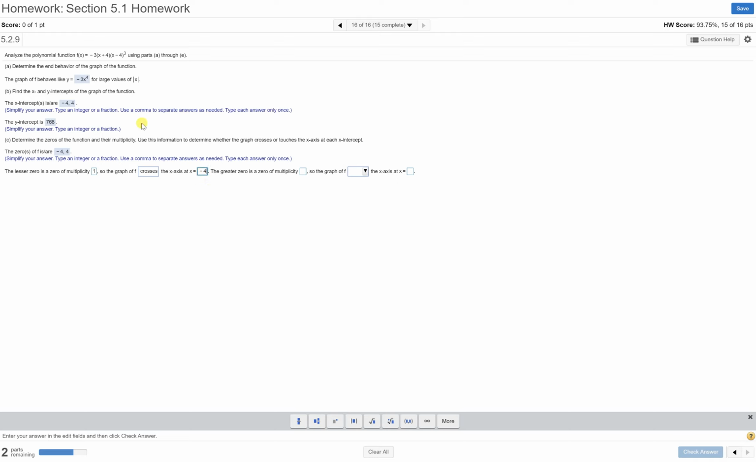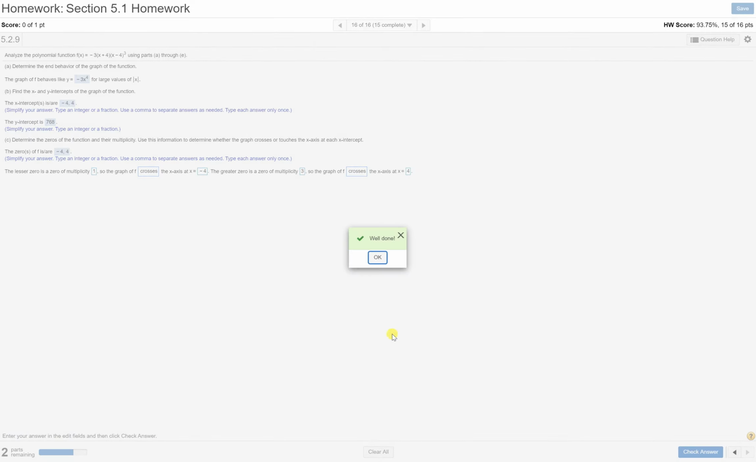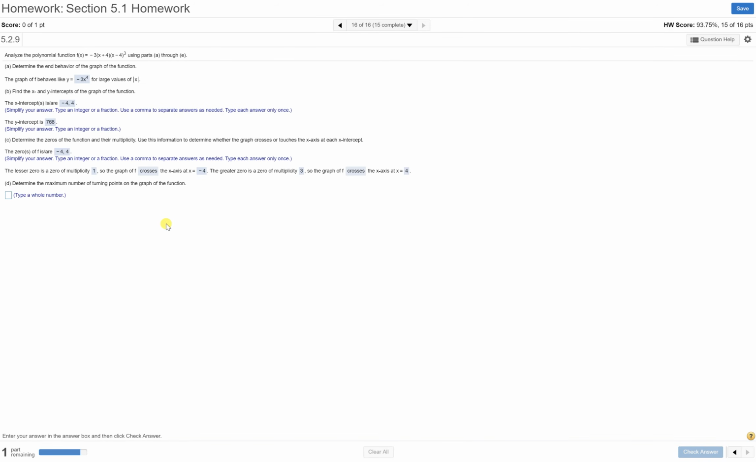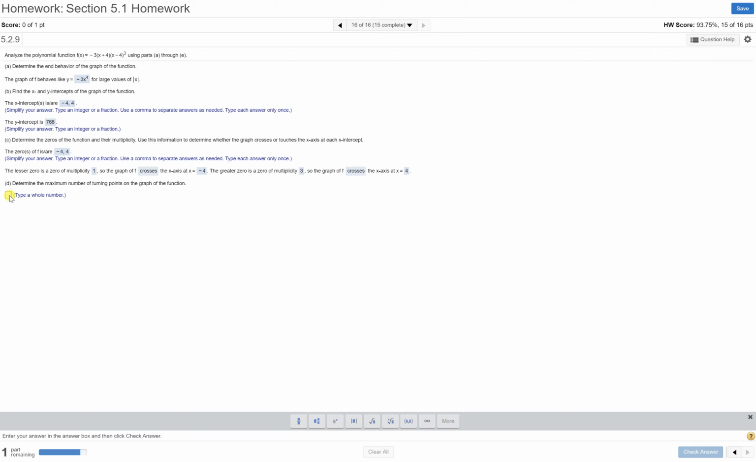How about the greater zero, the 4? That came from the x minus 4 factor. That multiplicity is 3, so it's also going to cross. It's going to cross because they're both odd, when x is 4. Next one, the maximum number of turning points. We know that the degree is 4, so the maximum number of turning points is going to be 4 minus 1, or 3.